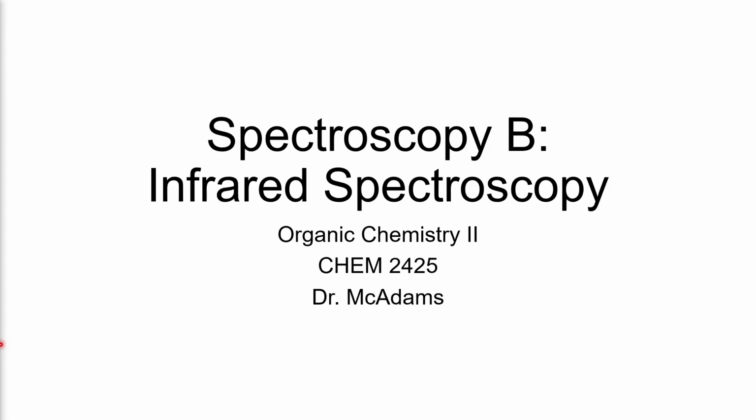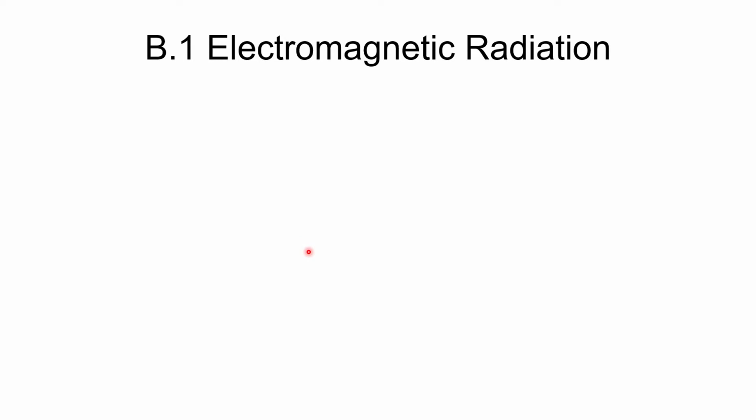This chapter is Spectroscopy B, and we'll be looking at infrared spectroscopy. And it turns out infrared spectroscopy is an incredibly useful tool in organic chemistry. We'll start by looking at electromagnetic radiation. Infrared radiation is part of the electromagnetic spectrum.